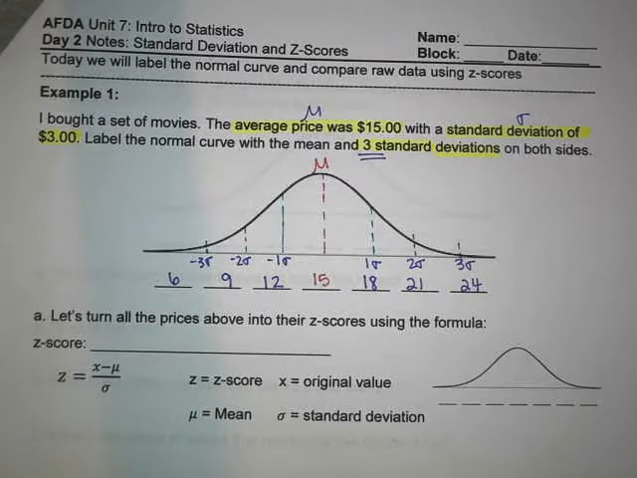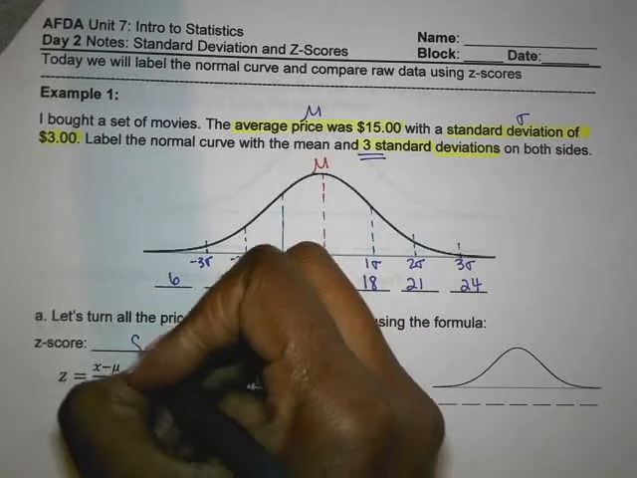All right. A says, let's turn all the prices above into their z-scores using the formula. In order to do that, we need to know what the z-score is. The z-score is going to be your standard score.